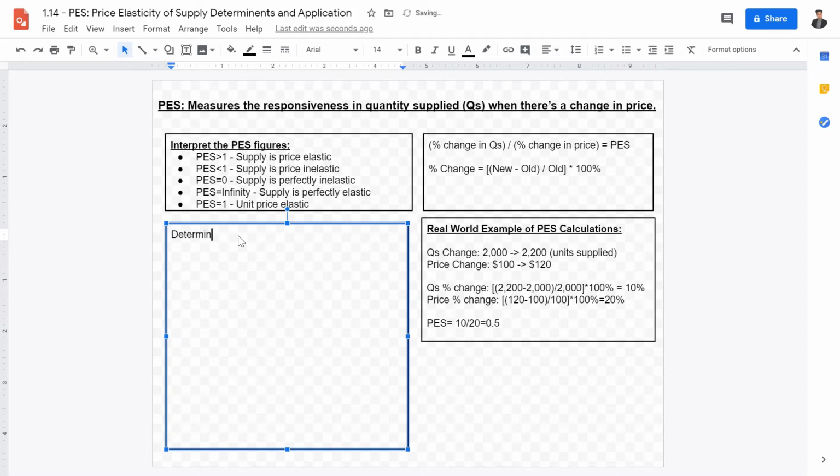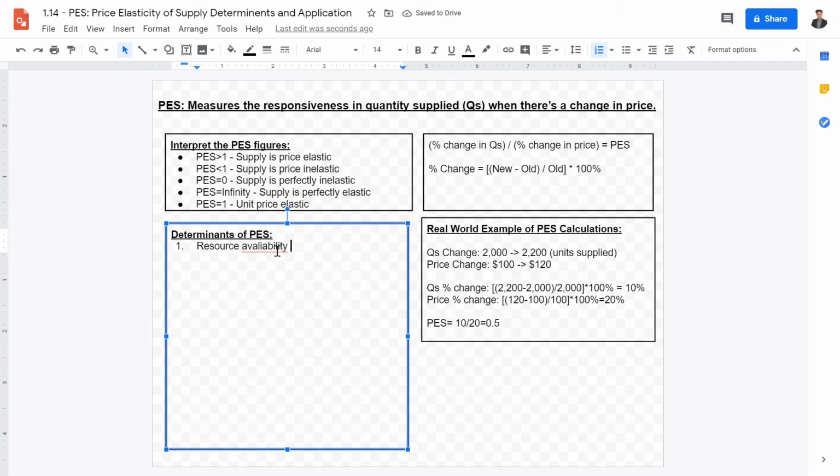I want to talk a little bit more about the determinants of PES. What determines how elastic the supply is? What determines how much the quantity supplied changes when there is a change in price? What causes the changes? I want to highlight 4 major reasons. The first one is resource availability.